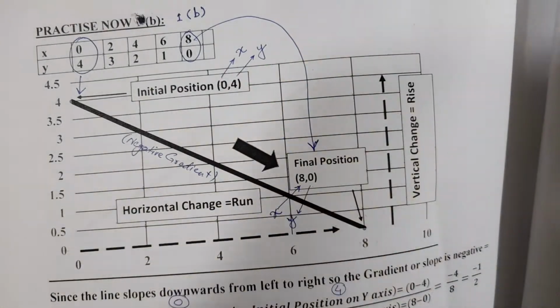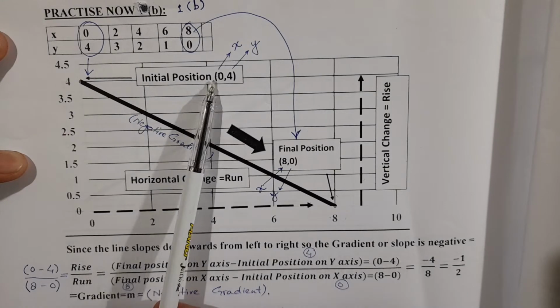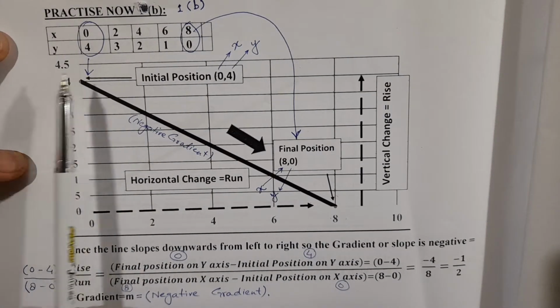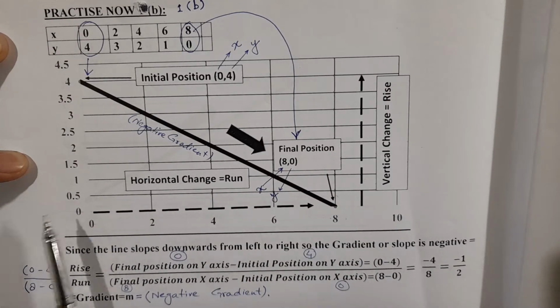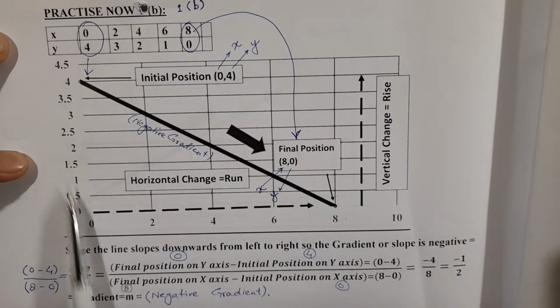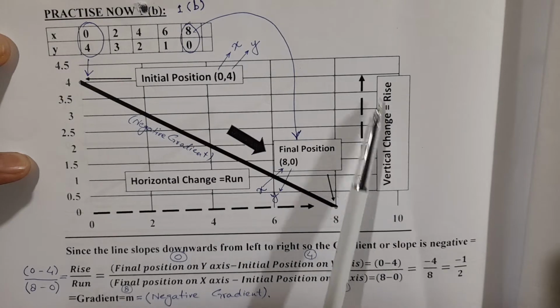Question number 1, part B. The initial position is x 0, y 4. Final position is 8 and 0, that is 8 on the x-axis and 0 on the y-axis. So the horizontal change is run, and the vertical change is rise.